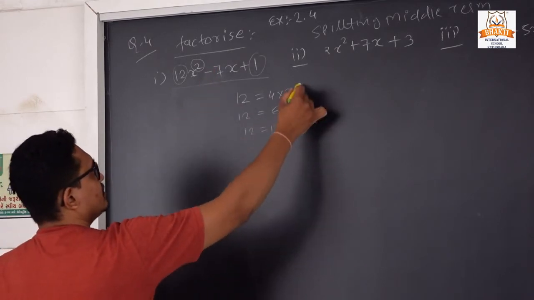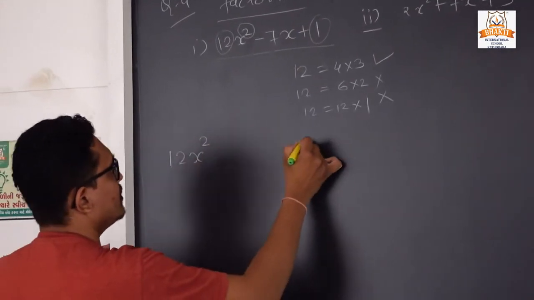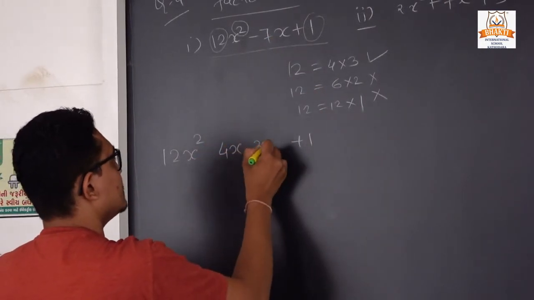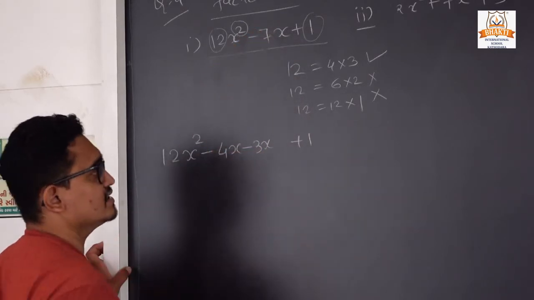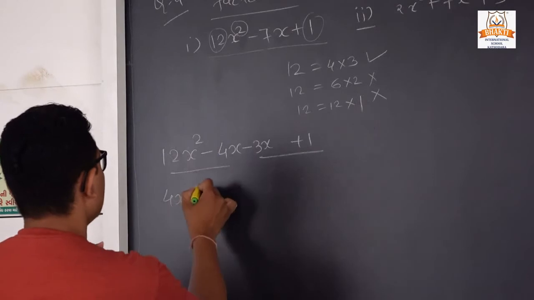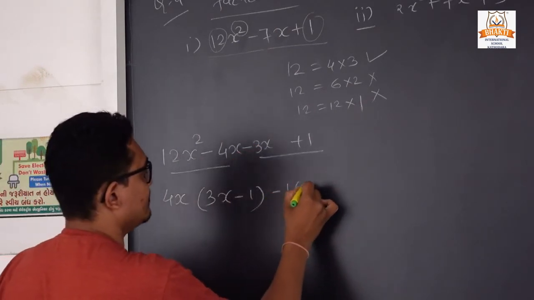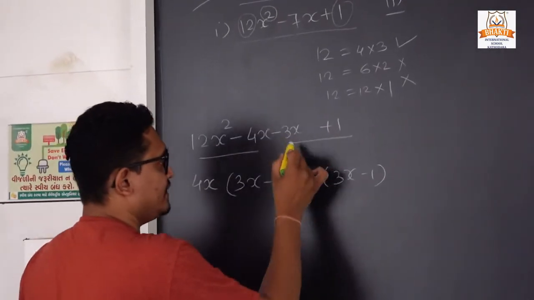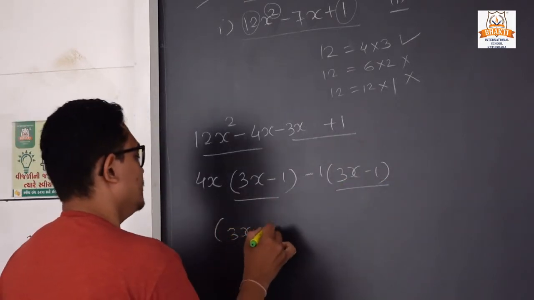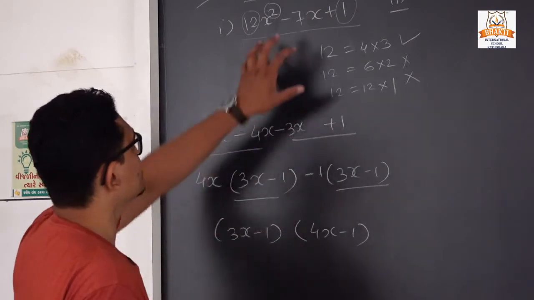So we do not need to check the others because 4 plus 3 is 7. Now we can write 12x square and plus 1. First and last terms are the same. Now we can split our middle term: 4x and 3x. But here 7 has a minus sign, so both are minus. Now making the pair, here we have 4x, 3x minus 1, and in the second pair once again we take minus 1 as common. If we take minus 1 as common, this becomes plus and this term becomes minus. So the common bracket is 3x minus 1, and the second is 4x minus 1. So these are the factors of this polynomial.